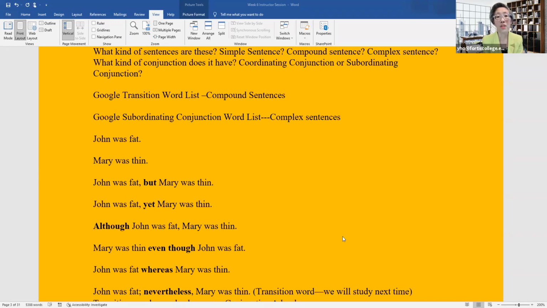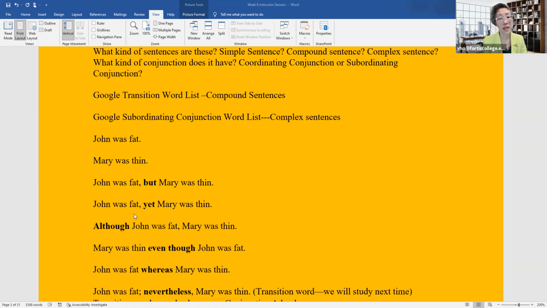So, John was fat, Mary was thin. Those are simple sentences because John is the subject, was is the verb, fat is the adjective. John was fat, but Mary was thin. This is a compound sentence because you have John was fat, independent clause, fanboys: for, and, nor, but, yet, so, and then Mary was thin. And you notice that when you have fanboys, you always have a comma before fanboys. So, John was fat, comma, Mary was thin.